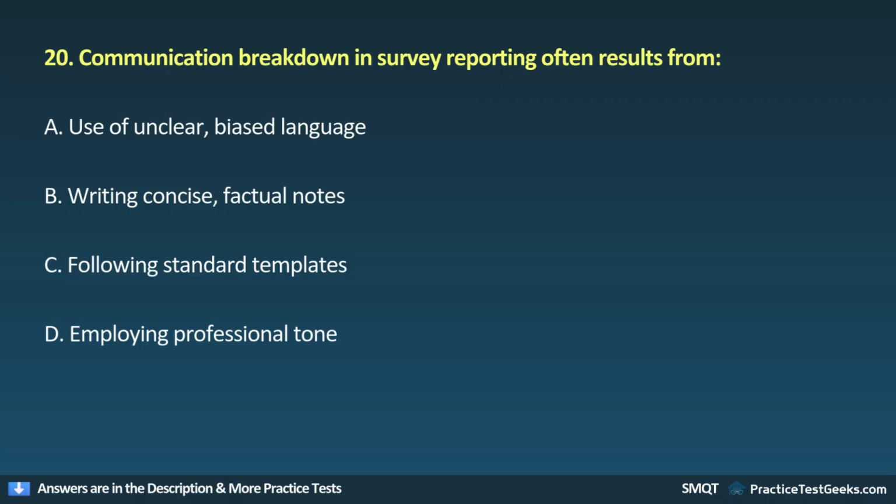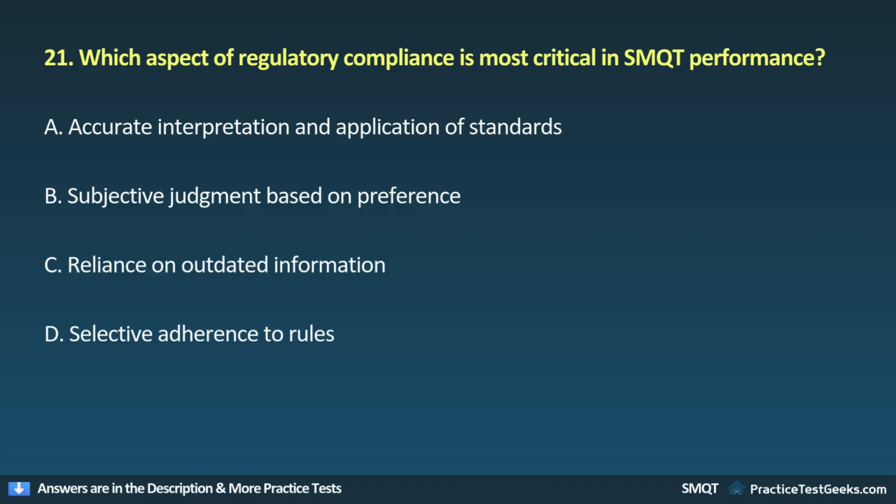20. Communication breakdown in survey reporting often results from A. Use of unclear, biased language. B. Writing concise, factual notes. C. Following standard templates. D. Employing professional tone.